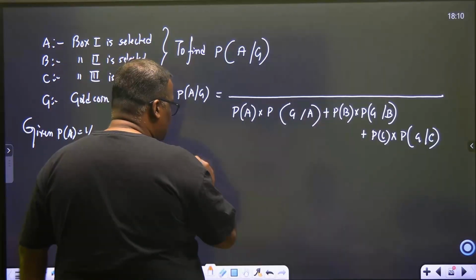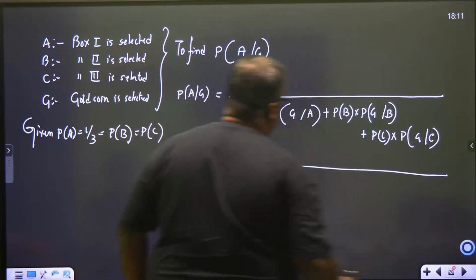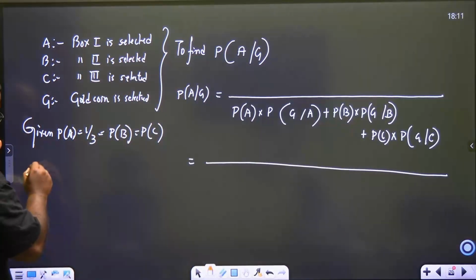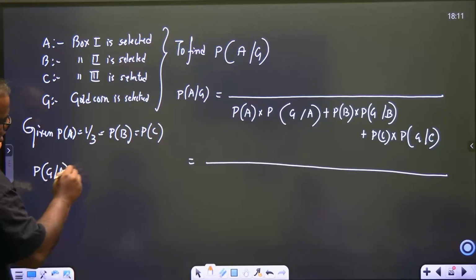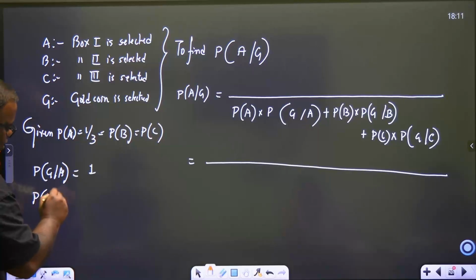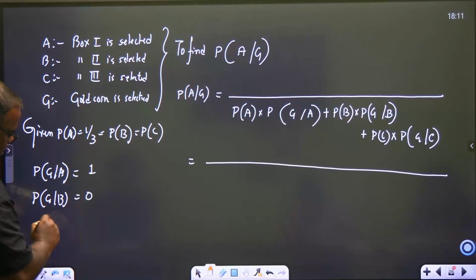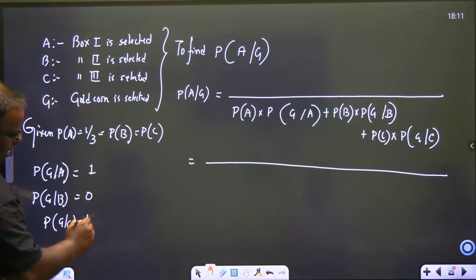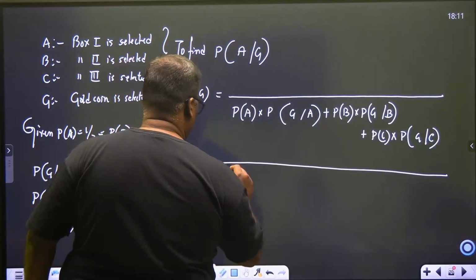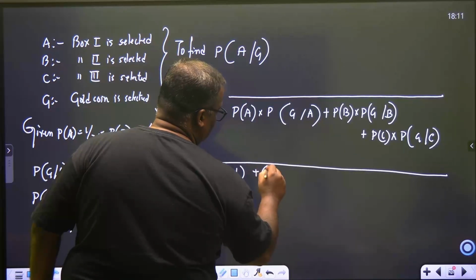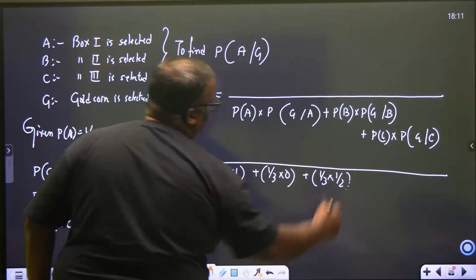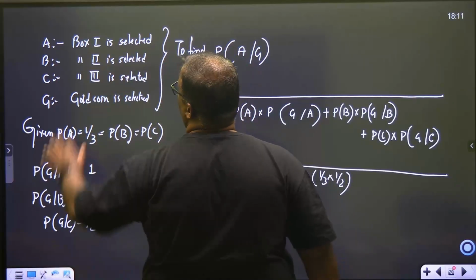And in your next step, you should write whatever it is. So here we will write P of A, and here we will solve some more things. What is P of G given A? It is 1. What is P of G given B? 0. What is P of G given C? Half. So we go here. P of A is how much? 1/3. 1/3 into 1 plus 1/3 into 0 plus 1/3 into half. And what favors me? What were we told? That it comes from box A.